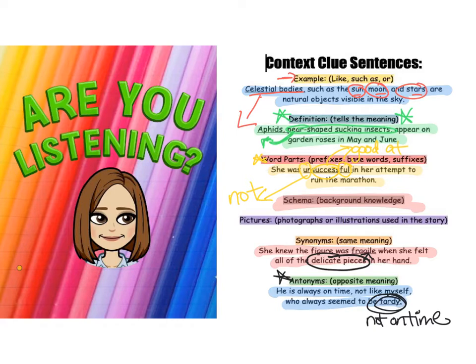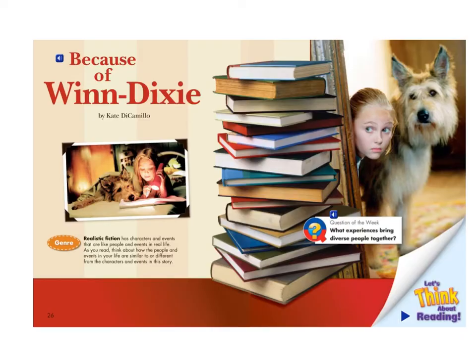So once again, our 5 most important types of clues are examples, definitions, word parts, schema, pictures, synonyms, and antonyms. And we also talked about some additional ones that authors can give previously. Now let's put those skills to the test as we think about using those types of clues to determine the meanings of words and phrases. Yesterday we started reading Because of Winn-Dixie, and we built our background knowledge about the character.